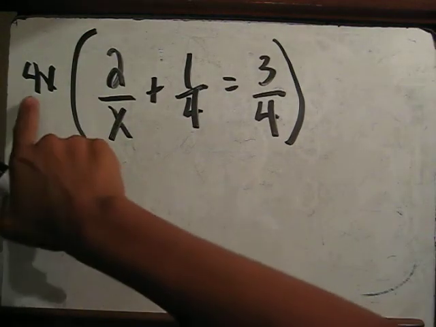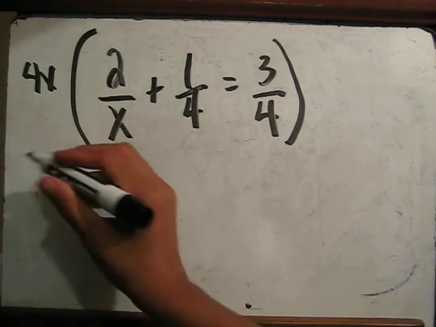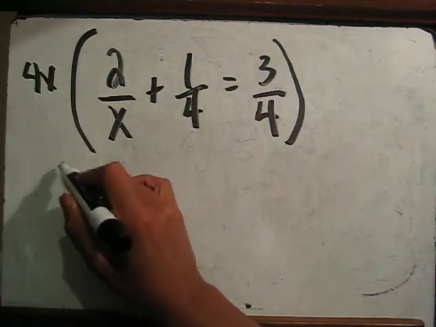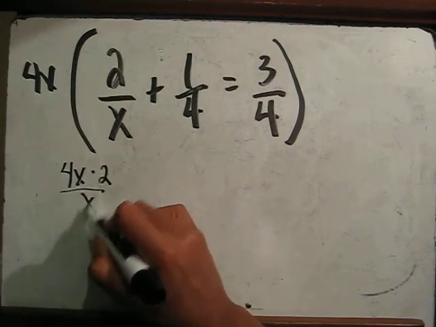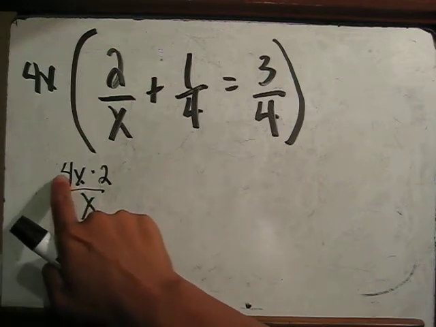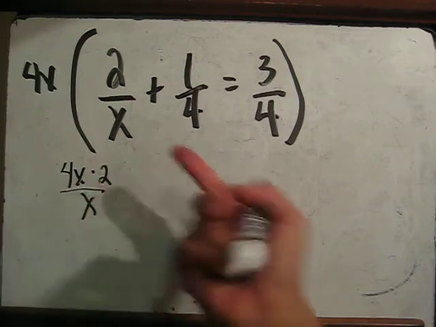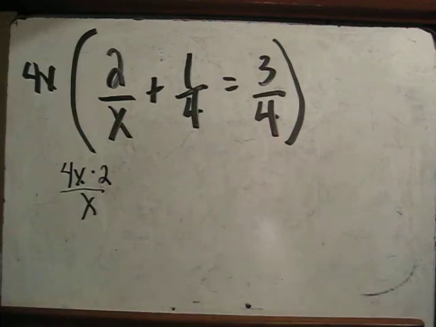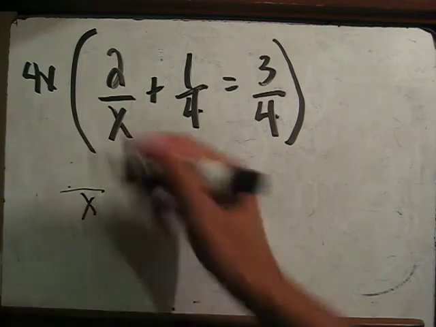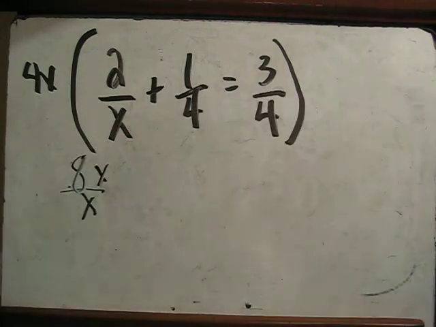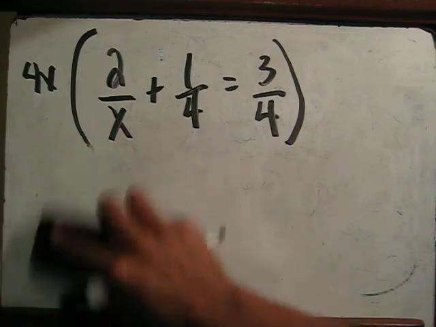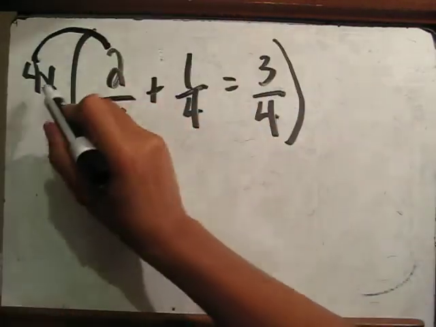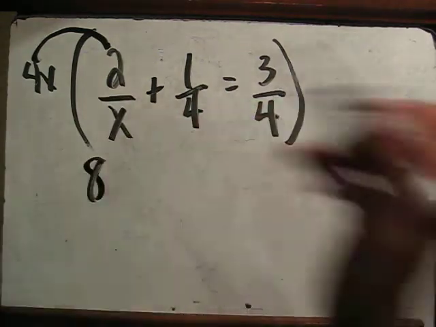Okay, so let's do it. So 4x times 2 over x really looks like this. It looks like 4x times 2 over x. Now, this is pretty easy. This is just 4x times 2. That's 8x. Okay, so I'm going to rewrite that. It's 8x over x. Okay, that's easy because these cancel out, and so it just becomes 8. Okay, so when we distribute that 4x to this guy, remember the answer is 8.